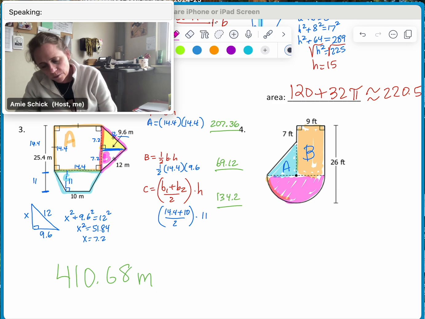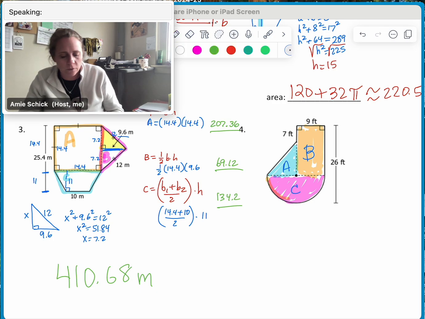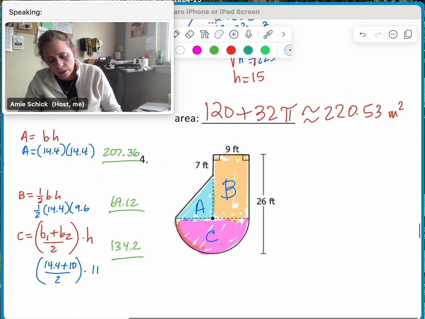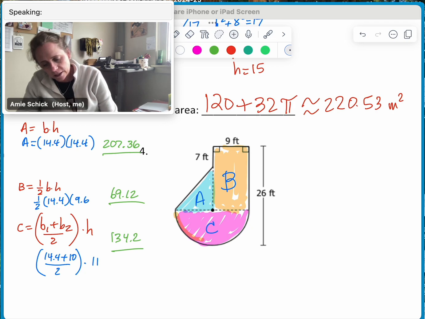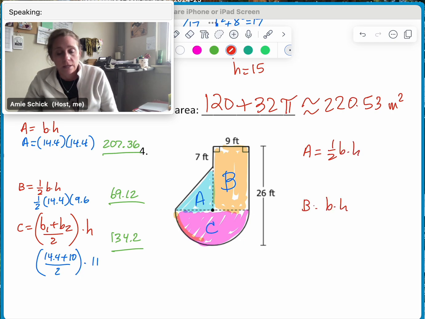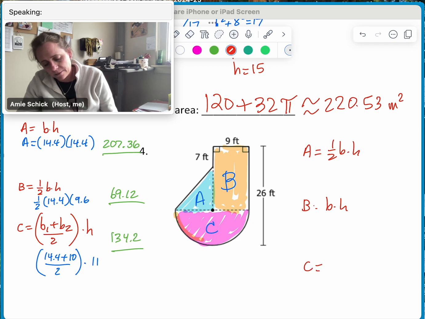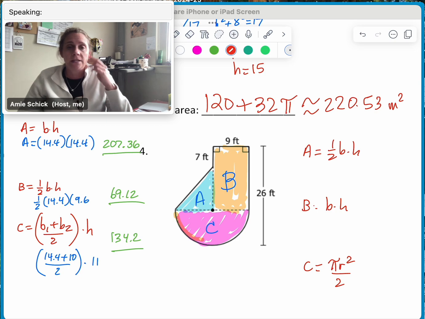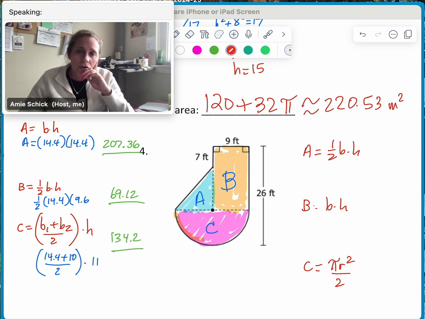All right, so now as we make a plan for the formulas, I'm going to start in, I guess we've been starting in red. So the formula for A, 1/2 base times height. Shape B, base times height. Shape C, a semicircle, pi r squared divided by 2. All right, now the hope is that all of those pieces of information are on the shape, and they are not. Okay, so I need a radius.